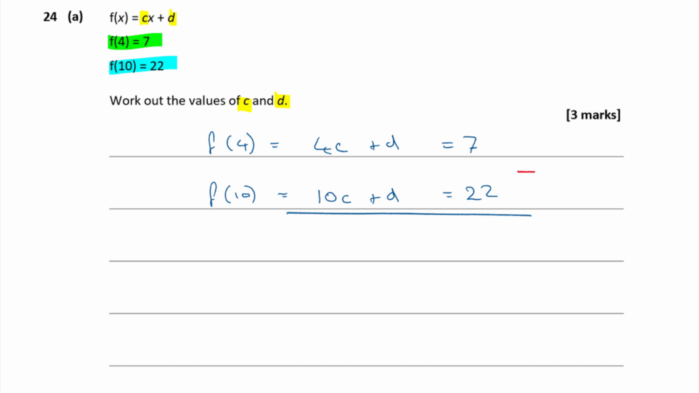Now I hope you can excuse me, I'm going to kind of subtract uphill, if you see what I mean. I'm going to take the first equation, the 4c plus d equals 7, away from the second one. So I'm going to do 10c take away 4c, which is 6c. I'm going to do d take away d. Well, they cancel each other out, don't they? And then I'm going to do 22 take away 7, and that is equal to 15. So I get 6c is equal to 15.